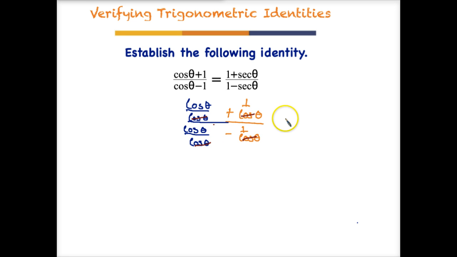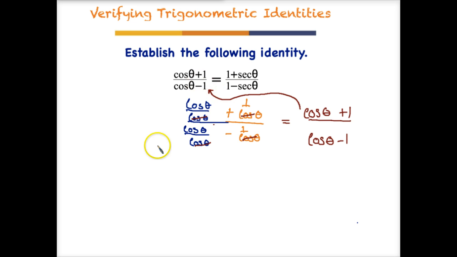So what am I left with? I'm left with cosine theta plus 1 over cosine theta minus 1. And now I know that the right side does in fact equal my left side.